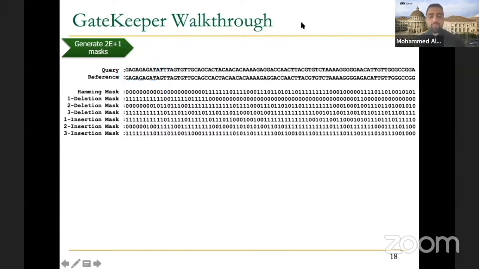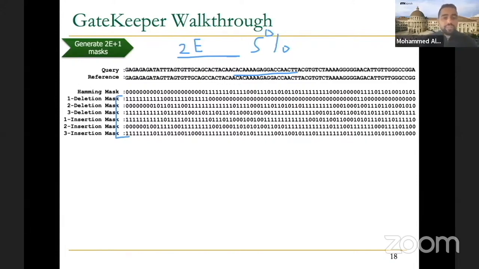Now, if they don't pass the Hamming distance, we build this set of vectors. How many of them? As we said, there are 2E. What is E? E is the edit distance threshold. How many edits do you want to tolerate? 3, 4, 5, 6, right? This is set by the user, but normally for most genomic studies, it's 5% of the read length. So 5% of the sequence length. If this sequence is 100, then this is 5. So if E is equal to 5, then we need to build 2E, which is 10 of these vectors, plus the Hamming distance vector, that is 11. So 2E plus 1, right?